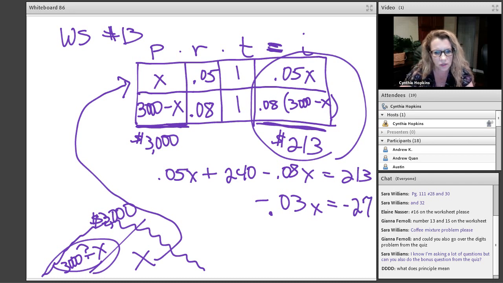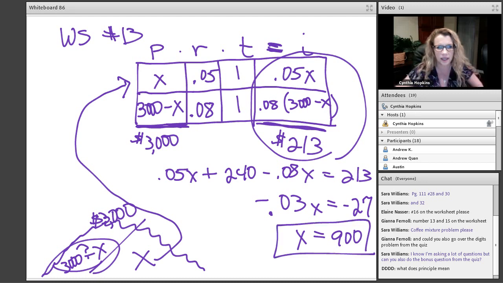So of course, when I divide both sides by a negative, my negative 27 divided by negative 0.03, I get positive 900. If you guys get an answer that is negative, something is wrong. Don't just erase the negative and go, I'll just hope that it's supposed to be the opposite of that. You probably did something wrong.